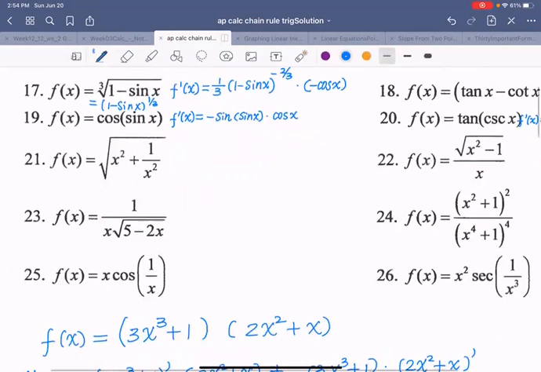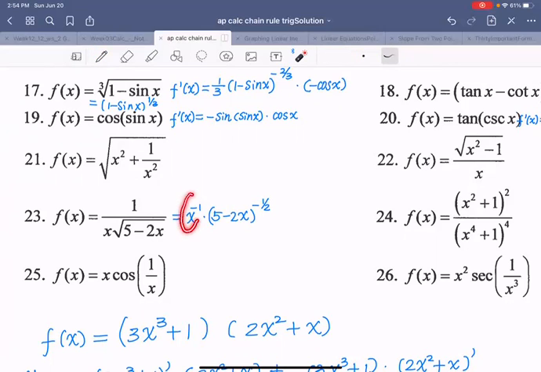So what you do here, you change this to x to the power of -1 times 5 minus 2x to the power of -1/2, okay? And then you can do the product rule. You do this guy's derivative times this guy plus this guy times this guy's derivative, okay? This is possible, not hard.